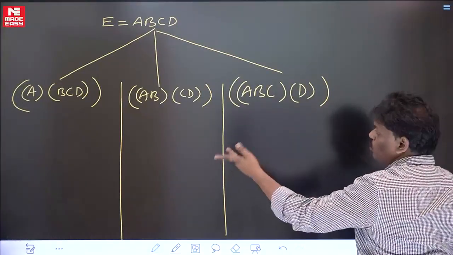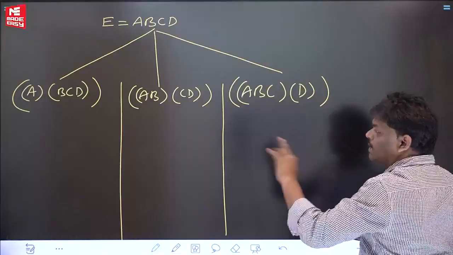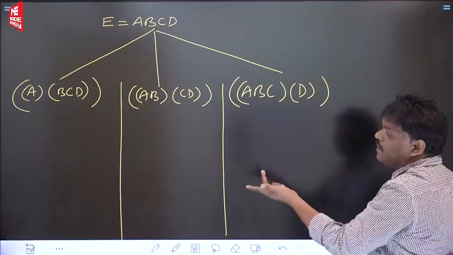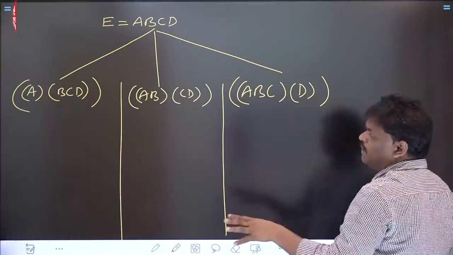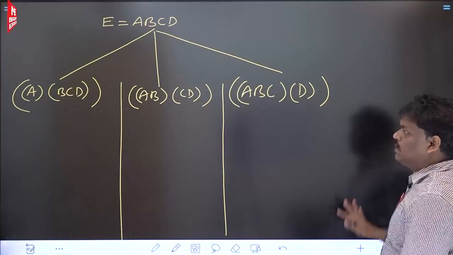Divide 4 into 2 groups. Every group contains at least one matrix, and order cannot change. All possibilities you have to cover. This is the way. If you change the order, that is called commutative property. Matrix multiplication doesn't satisfy the commutative property. It will satisfy only the associative property. Fine. I think that is fine now.